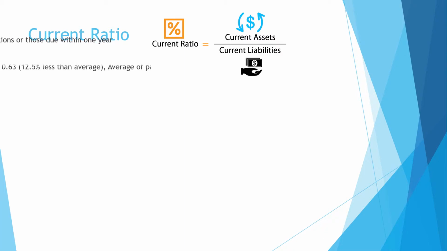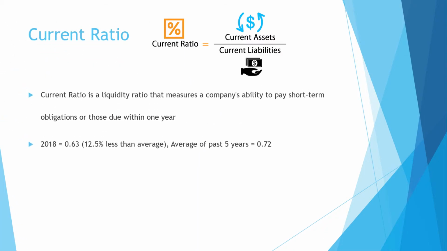Current ratio. Current ratio is a liquidity ratio that measures a company's ability to pay short-term obligations or those due within 1 year. In 2018, the current ratio for Campbell Soup was 0.63, and the average for the past 5 years has been 0.72.